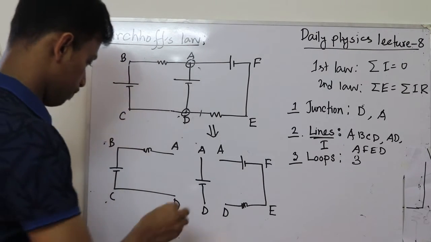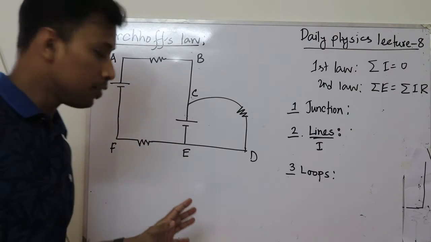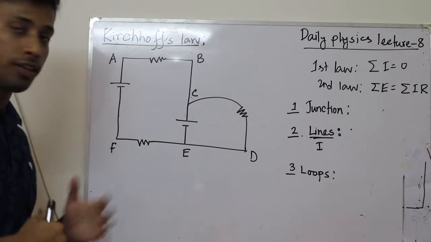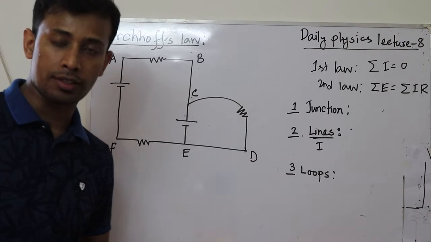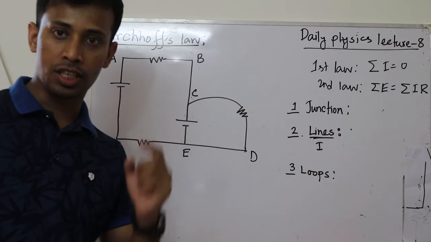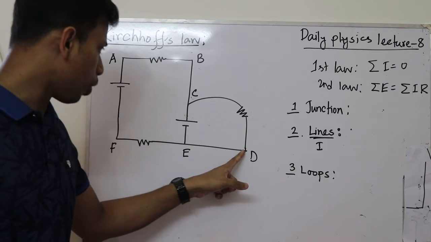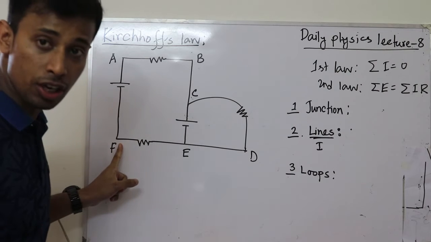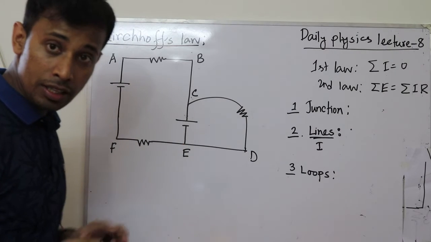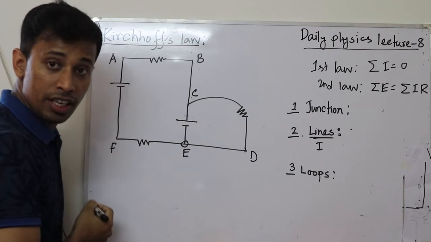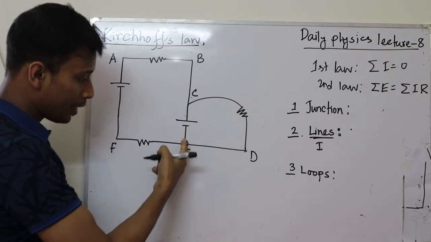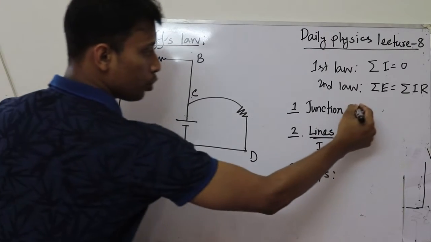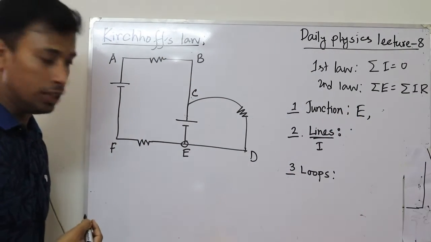Now one more thing. This is another circuit, though it looks a bit odd, but this is a circuit. And if I ask you the same thing, how many junctions are here? Junctions are the intersecting points. This is not an intersecting point, and neither are these. But here, this point E is an intersecting point. 1 line, 2 lines, 3 lines. So 3 lines intersect here. So this is a junction. So we have found a junction at E.